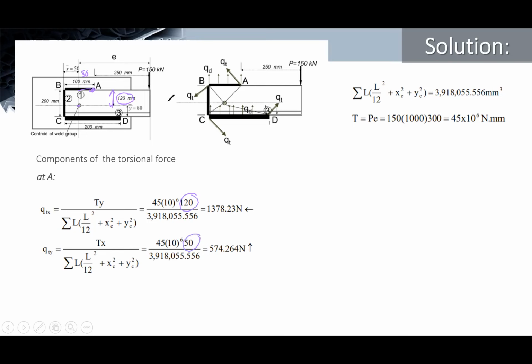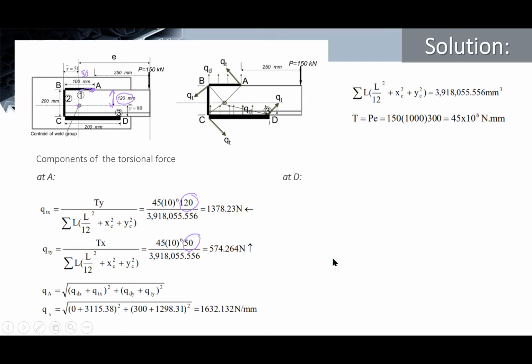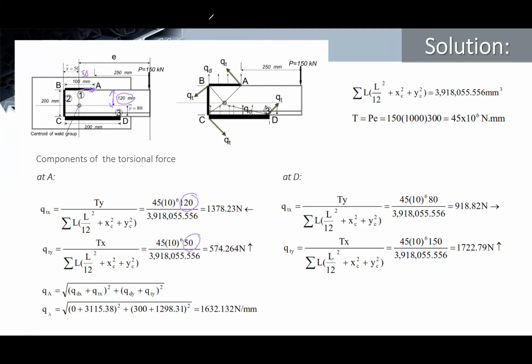Now, kung components naman sa D, so compute na natin yung Q. Component naman sa D, so palitan ko yung color. Component sa D, eto, ang distance ng Y, o vertical distance dun sa centroid ng group is 80. So there you have it, 80. Ang distance nito papunta sa centroid is 150. So you have here 150. Yan. So ang difference lang nung pag-compute ng QTX for A and D is the Y and X, or distance nung endpoint dun sa centroid. So we need to compute both and compute for the value of Q.